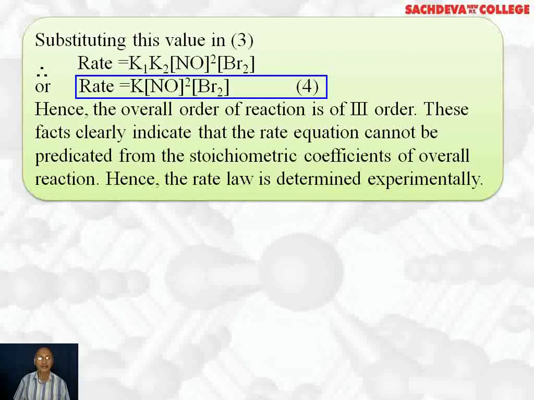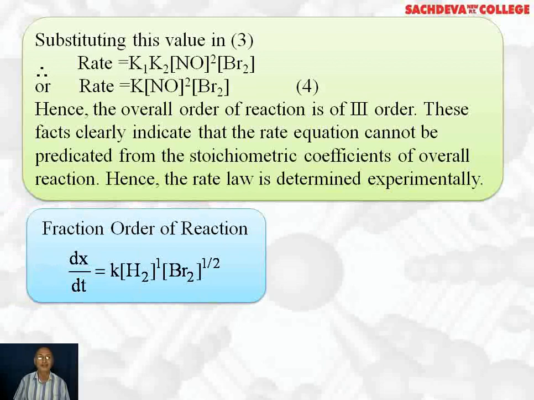Usually we don't write 1. Hence the overall order of reaction is third order. These facts clearly indicate that the rate equation cannot be predicted from the stoichiometric coefficients of the balanced chemical reaction. Hence the rate law is determined experimentally.